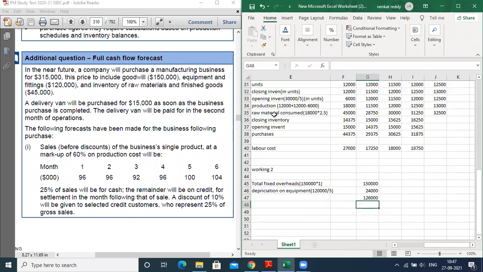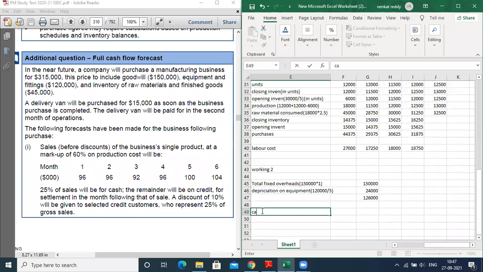Right? So this is the complete 12 months total. In order to get for 1 month, what will be the cash outflow for 1 month? Here the reason I am deducting the depreciation is that it is a non-cash item. The company won't be incurring any cash on the depreciation. So the total fixed overheads include the depreciation part also.